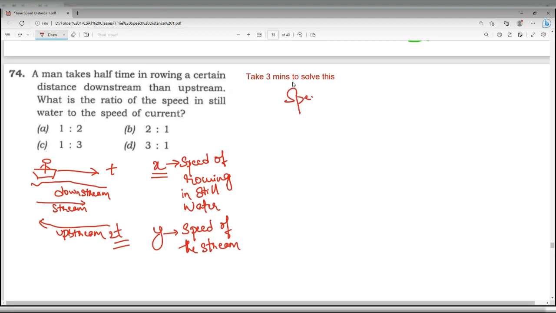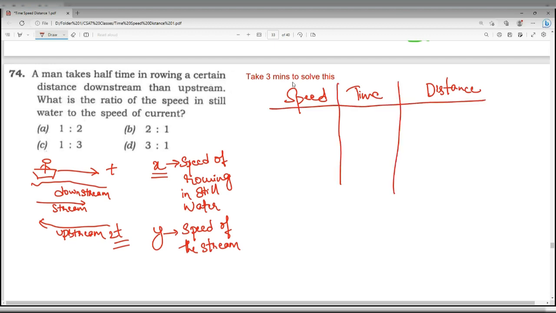We have speed, we have time, and we have distance. So when he is going downstream, the speed becomes x plus y, the speed of his rowing plus the speed of the stream, and he is taking T time, that can be any unit, and let the distance be D. And he's covering the same distance while rowing upstream also. When he is rowing upstream, the effective speed becomes x minus y, and the time taken is 2t, and the distance is d.